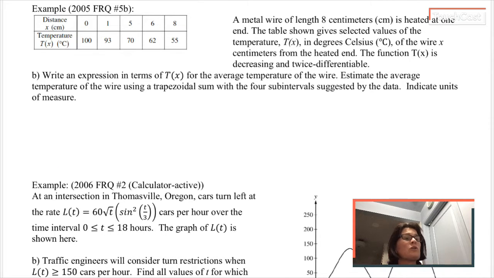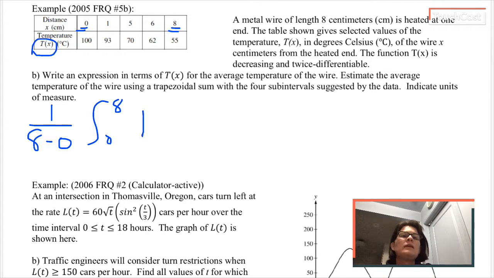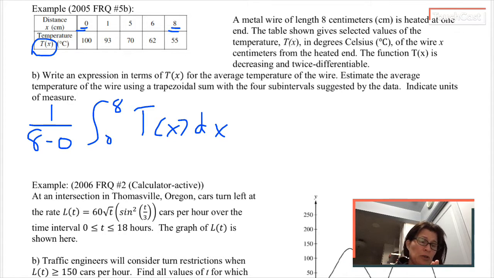So I just learned right above this that the average value of a function, in this case t, is supposed to be the average temperature, so I need the average of the temperature function. It's going to be 1 over b minus a. Oh, so what are my a and b? They're the lowest and highest input values. So 1 over 8 minus 0, the integral from 0 to 8, t of x dx. This is an expression for the average temperature. If this were the AP test, that probably would have been worth 1 point just to write this expression.